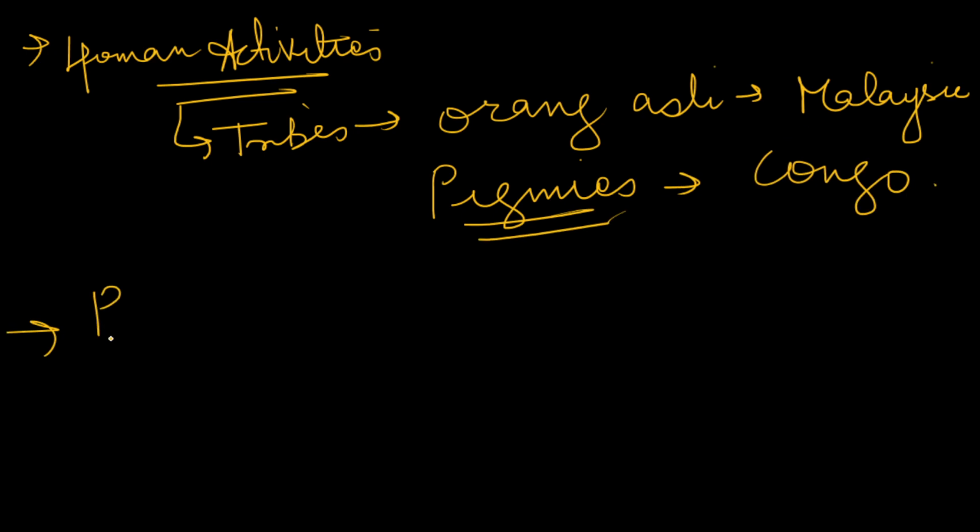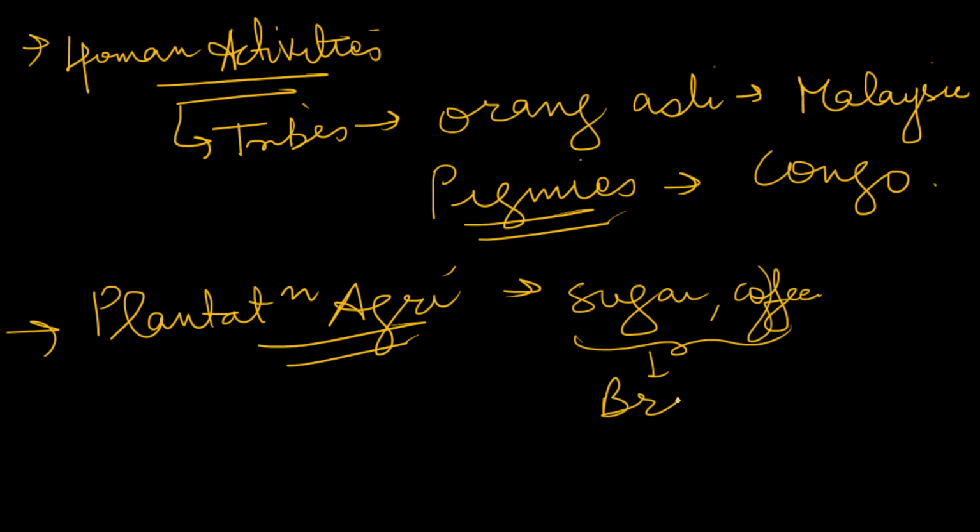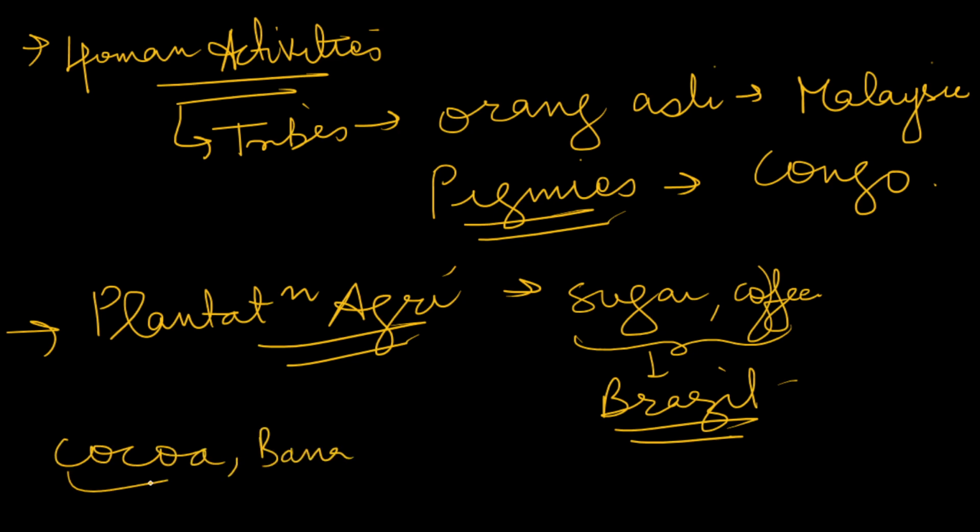Plantation agriculture is dominating in this region. Okay, a large amount of deforestation is for plantation agriculture only. For example, sugar and coffee in Brazil. You will find these plantations in Brazil by destroying the Amazon rainforest. You will find cocoa, banana in West Africa. Although banana is found in other regions also, cocoa is dominantly found in West Africa.